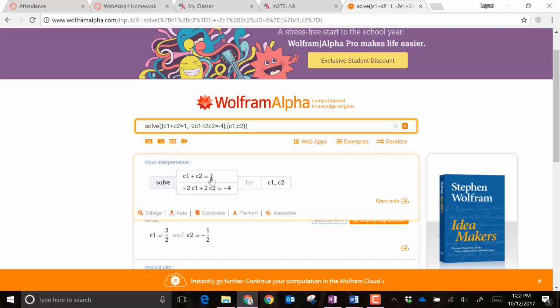Yeah, so C1 plus C2 is equal to 1. Minus 2C1 plus 2C2 is equal to negative 4. Yeah. Okay, so those are what I got. I just did it wrong. That's the solving part, right?